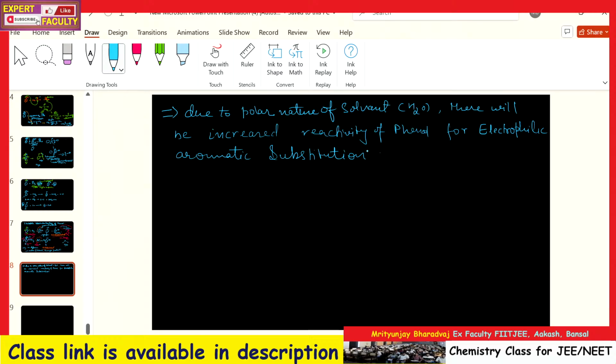Okay, so this is the point we need to keep in mind. The next point: suppose we want to prepare, we want to convert phenol into this ortho product. This is our desired reaction. This is the desired product.